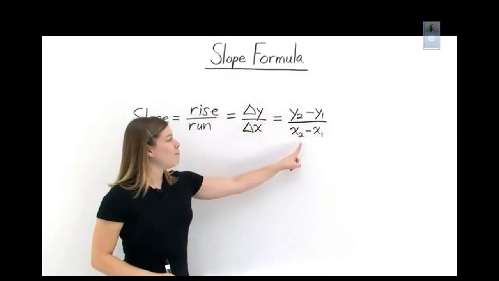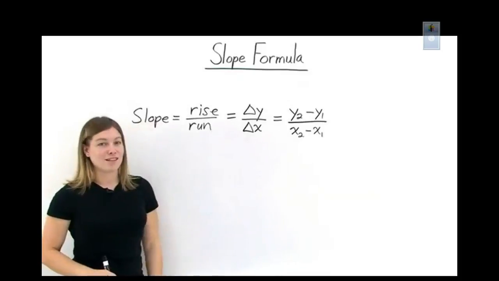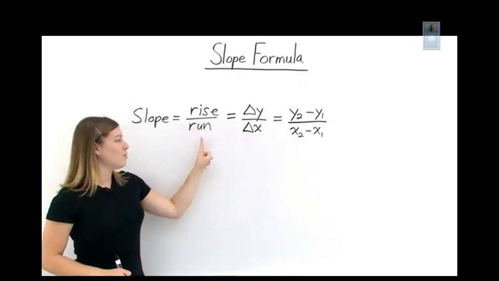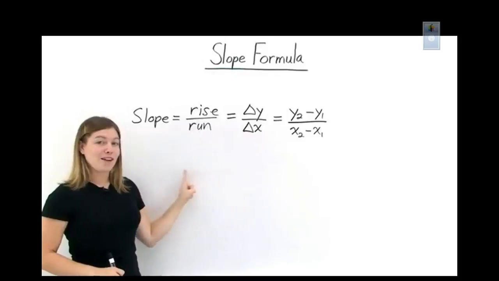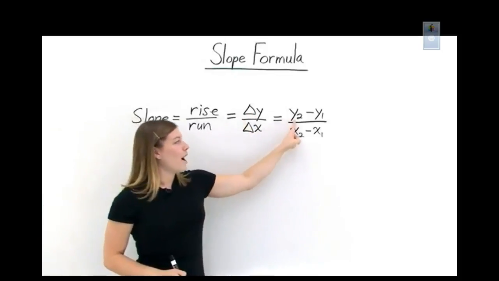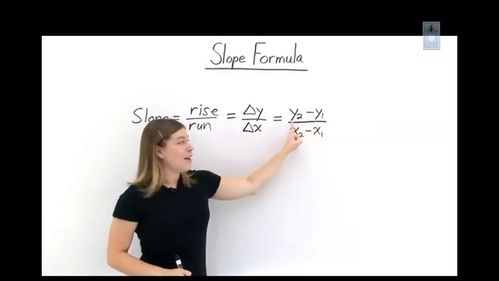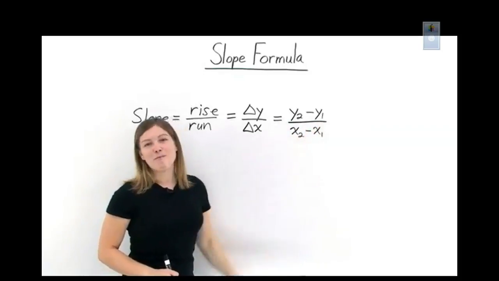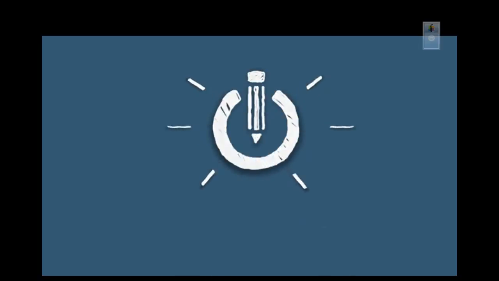So we have multiple ways to represent slope. Slope is equal to the rise over the run, the change in y over the change in x, or y sub 2 minus y sub 1 divided by x sub 2 minus x sub 1. Kind of depends on your situation as you are looking at these.